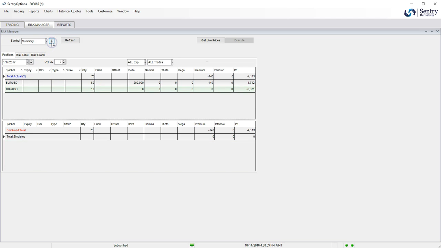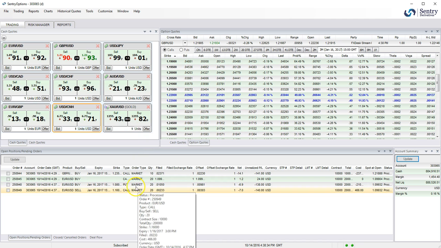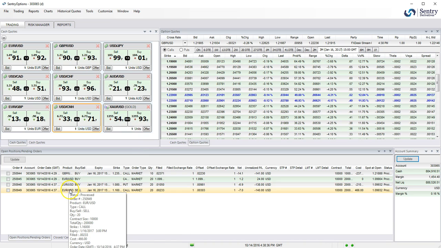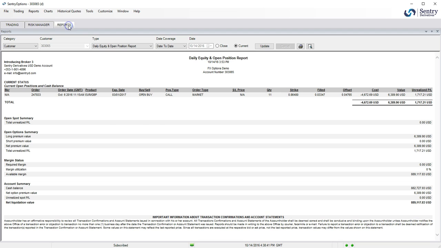And if I summarize, we can see, be careful with this date as of today, what our net risk looks like now. So instead of being long 200,000 of spot, we now have a net delta of 114,000. Why? Double click on euro-dollar, we can see all of our positions. We're long cash, we're long a put, we're short a call. Go back to the front page, and you can see we've got these positions that we just executed. So that's how we use our risk manager.